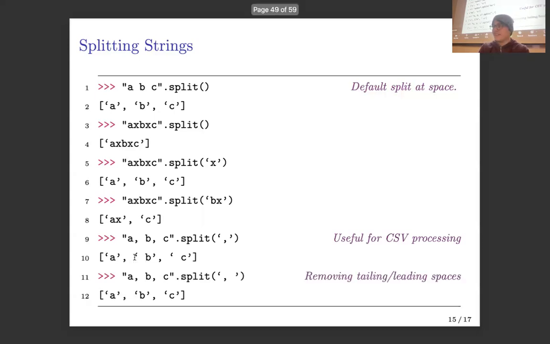Split on comma space, right? And then you get back something clean, right? So you don't always have to find a different method. Sometimes you just have to use the methods that you're using in a sort of more clever way.